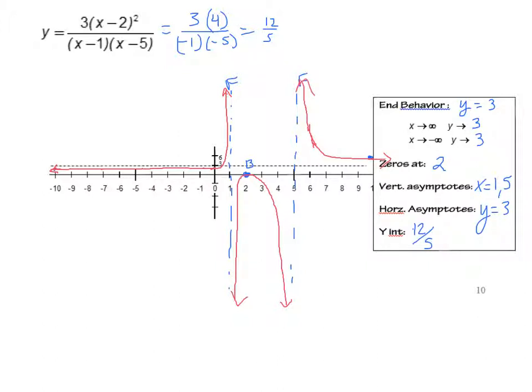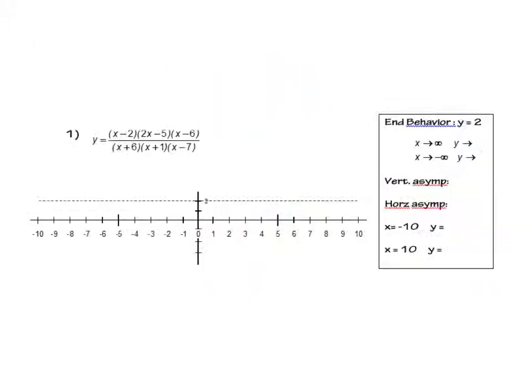All right, so there's our graph. A little bit more work involved on the horizontal asymptotes. Okay, I'm going to do 1 with you, and then you're on your own for 2 and 3. So let's look at what we've got here.